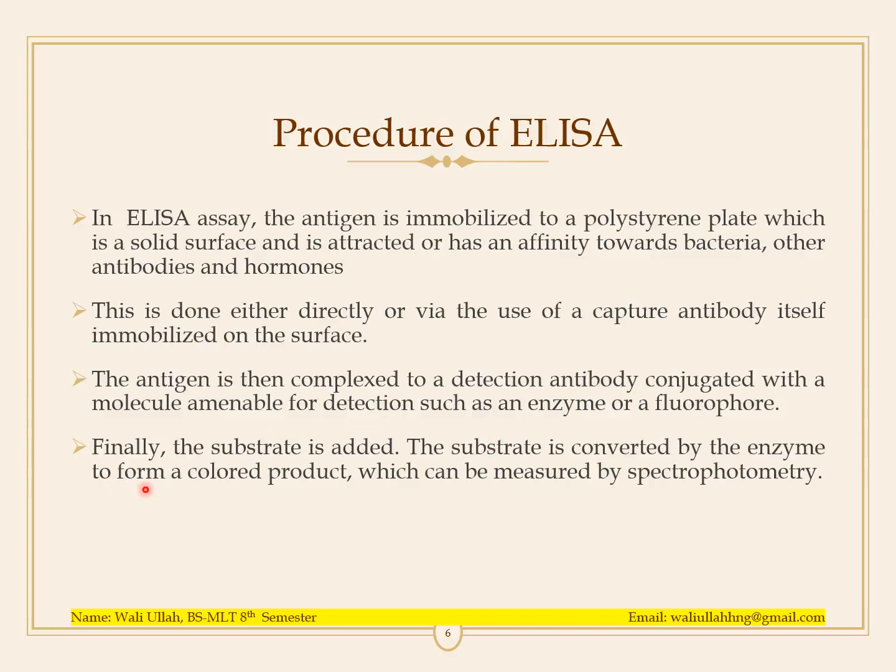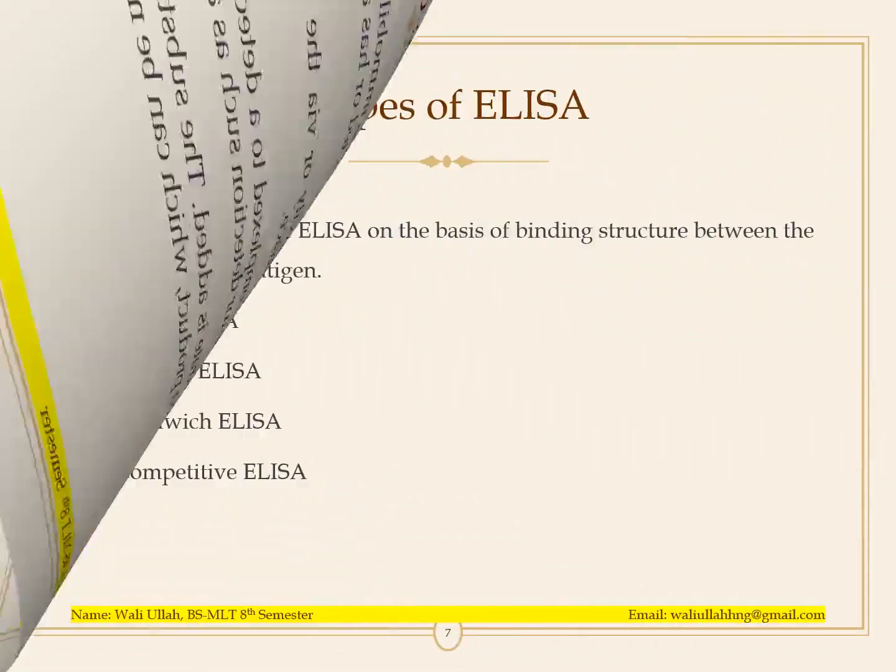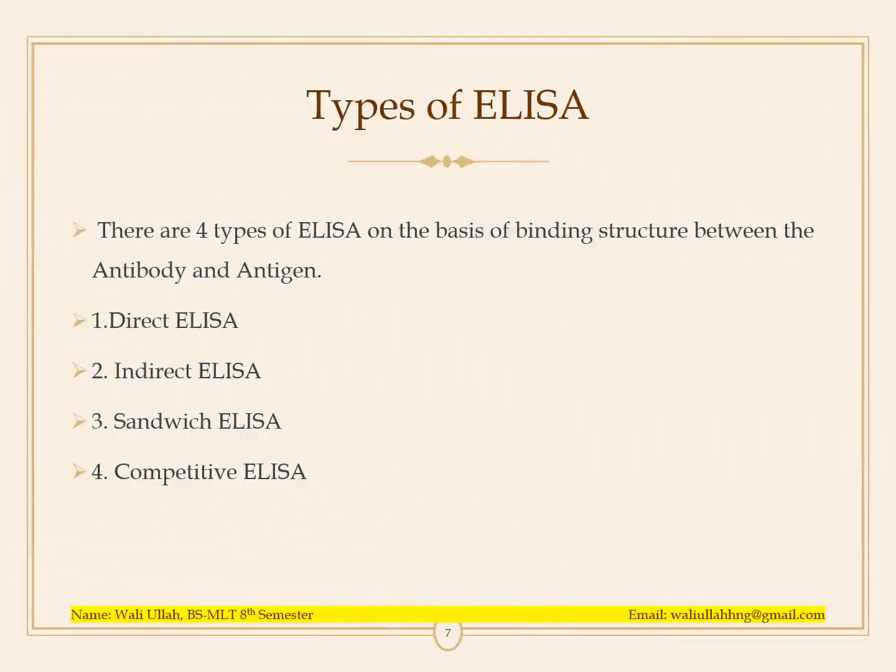Finally, the substrate is added. The substrate is converted by the enzyme to form a colored product, which can be measured by spectrophotometry. Types of ELISA. There are 4 types of ELISA on the basis of binding structure between the antibody and antigen: direct ELISA, indirect ELISA, sandwich ELISA, and competitive ELISA.